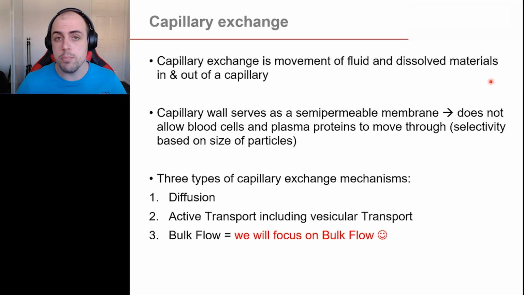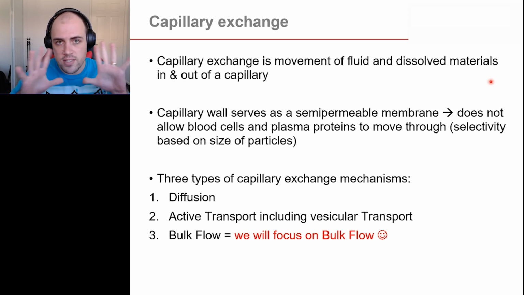So now that we've explored blood pressure in a bit further detail, what I want to explore now is the entire purpose of our circulatory system, and that is the delivery of nutrients and the removal of waste from our tissues. Now, our capillaries are able to do this in three main ways.